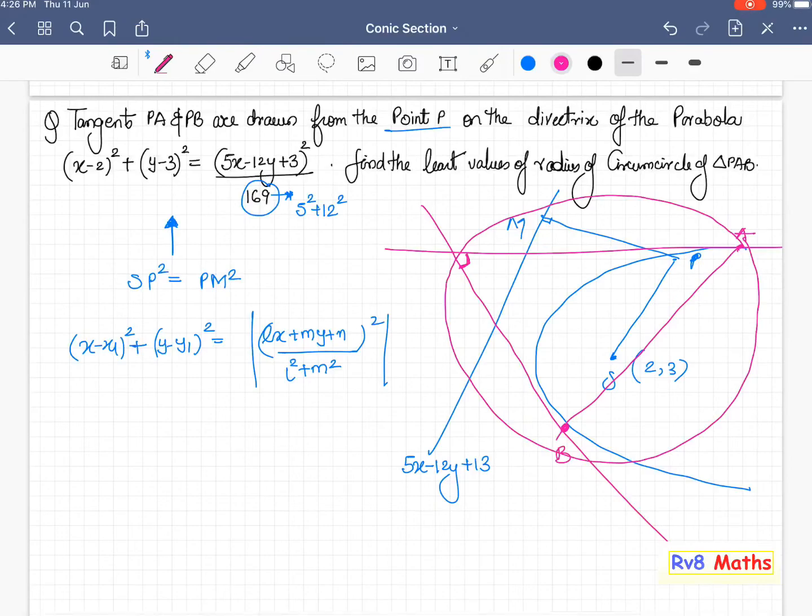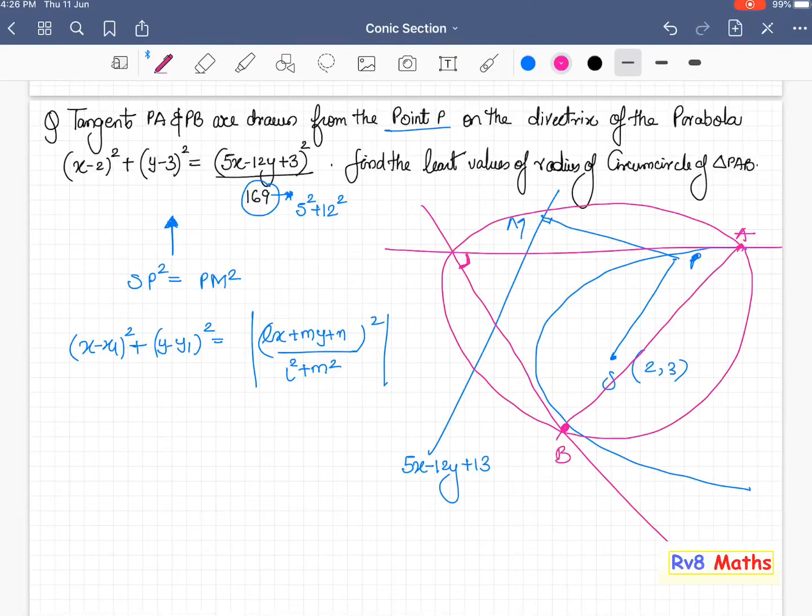Okay, this circle will be passing through A and B and having it as a diameter, right? Like this. So if it is the least value, because the least possible length of any chord is the focal chord. And not only any focal chord, it is a focal chord which is perpendicular to the axis, which means it is a latus rectum.